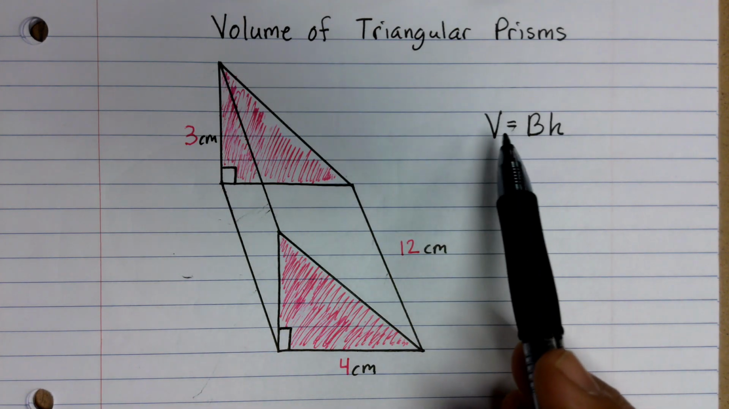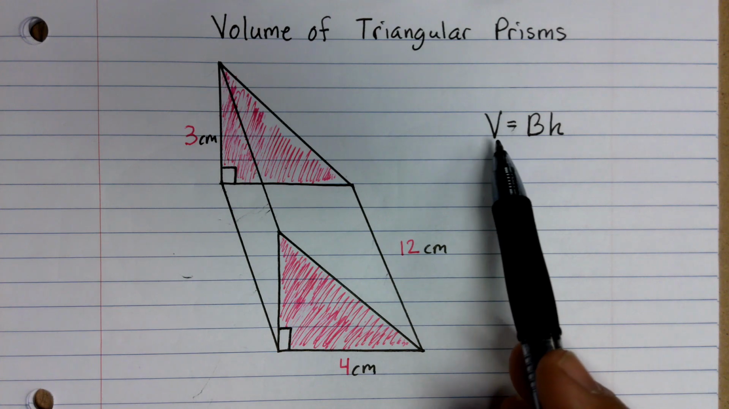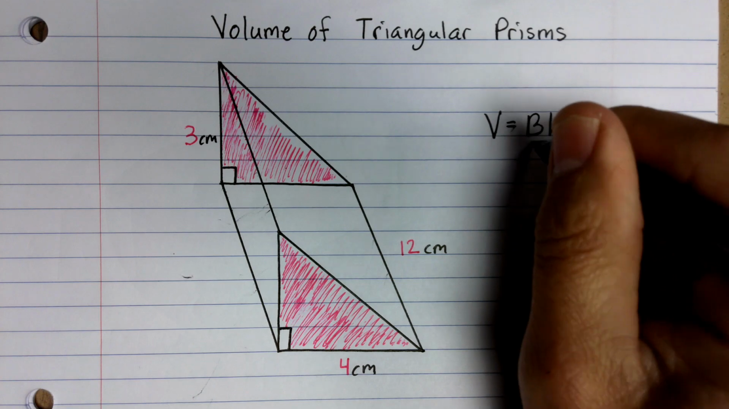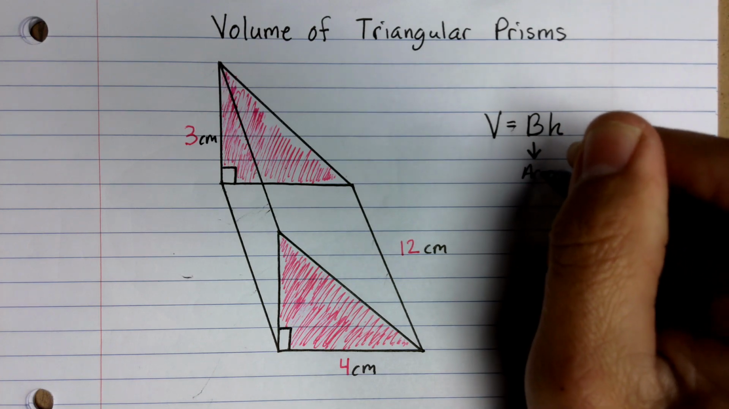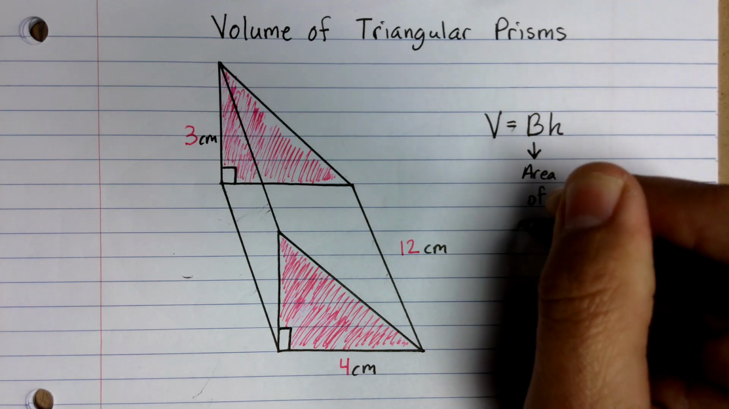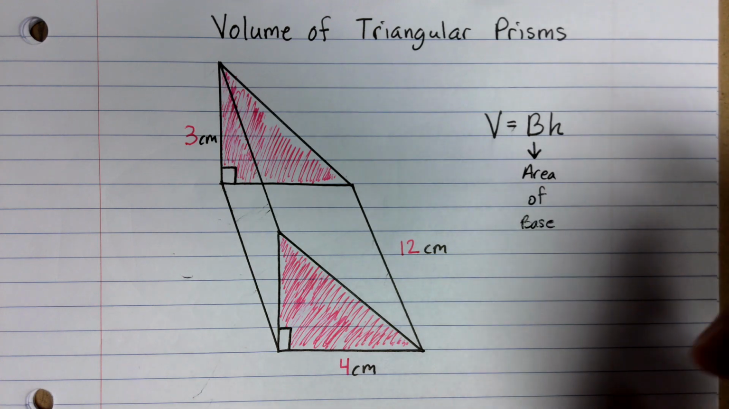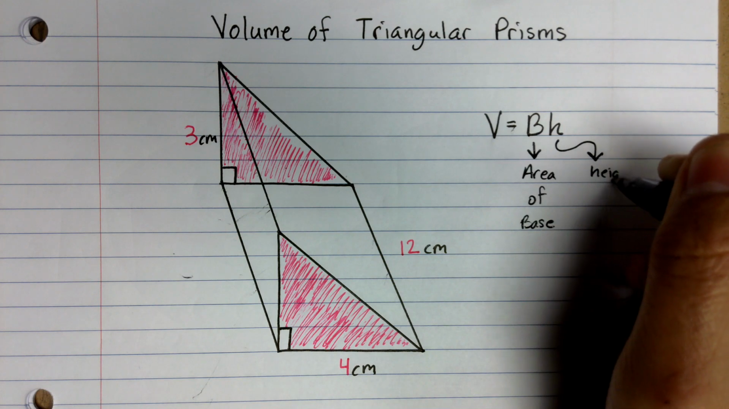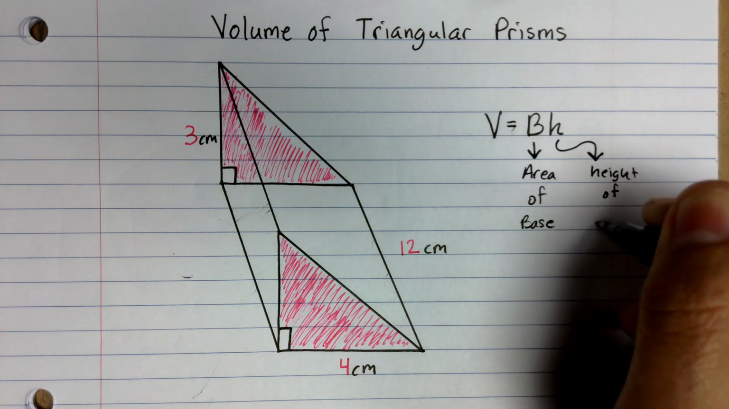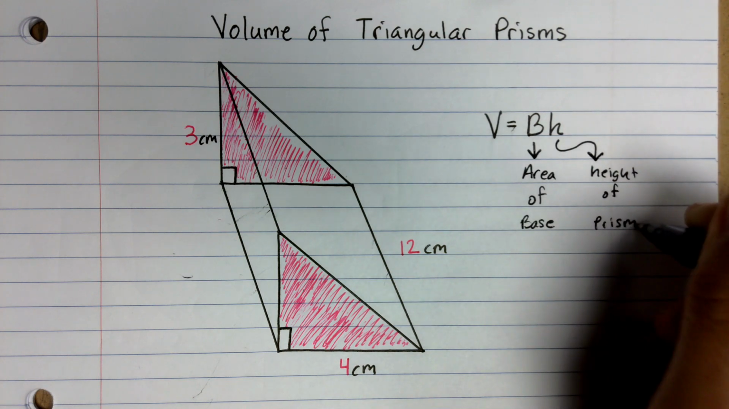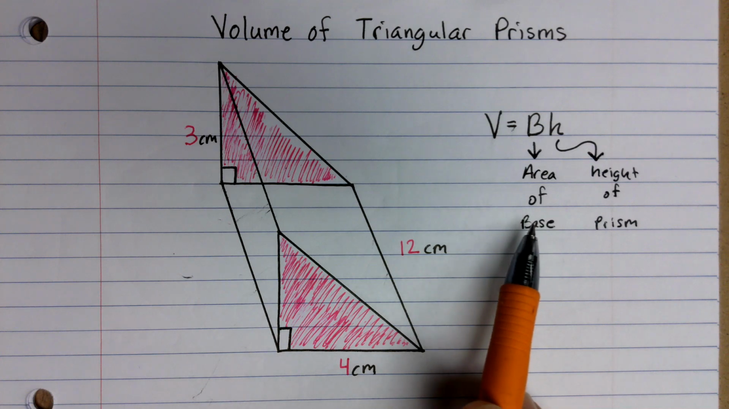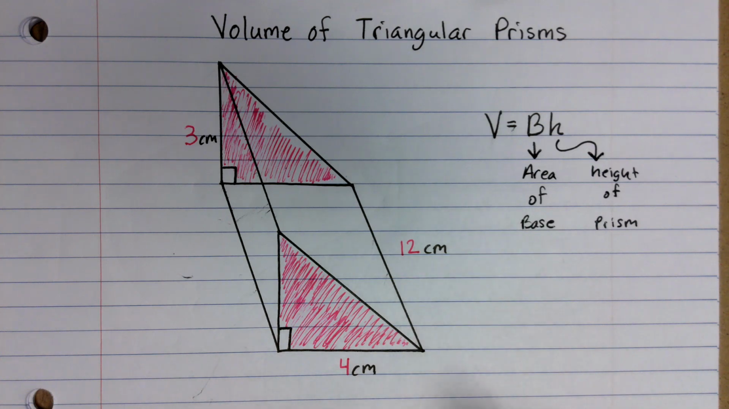Now we're going to use that same formula that we used for the rectangular prism, which is V equals B times H, where big B represents the area of the base, and H represents the height of the prism. Now, because this is a different shape than the rectangular one that we had done, it's a triangle, the area of the base, big B, is going to use a different formula.